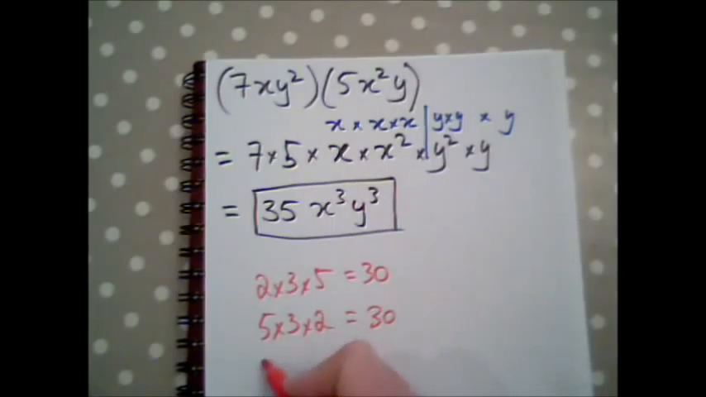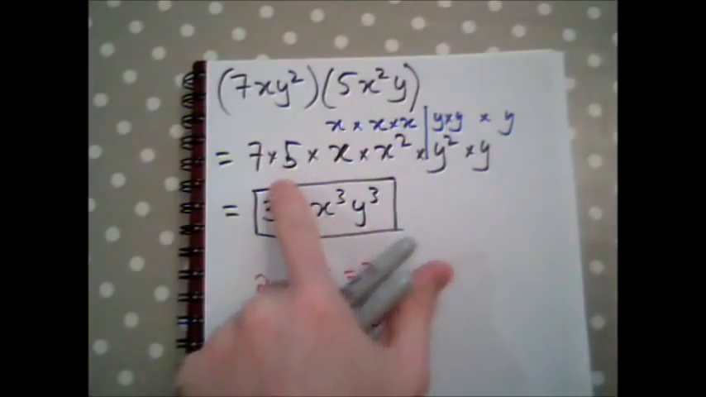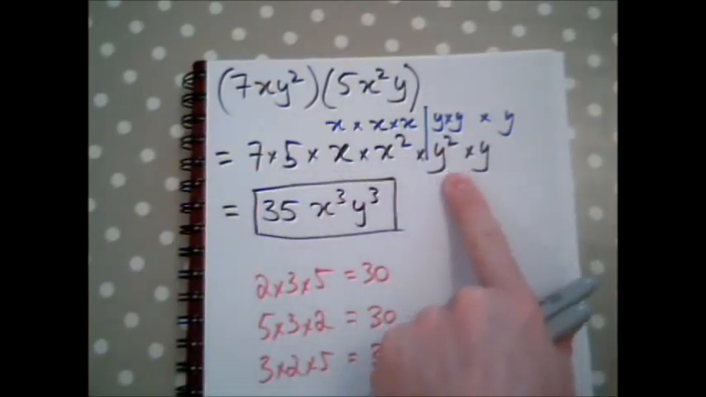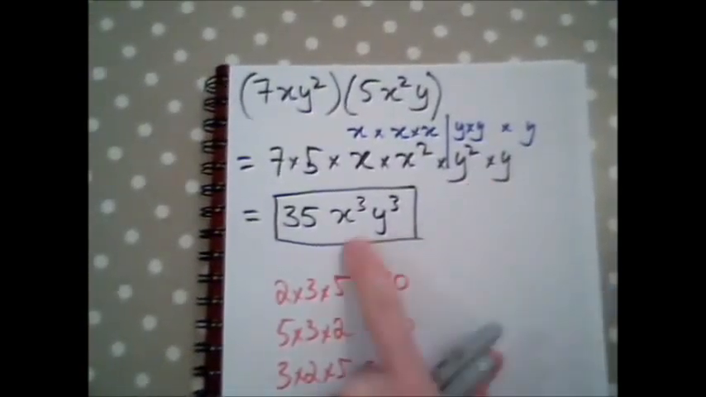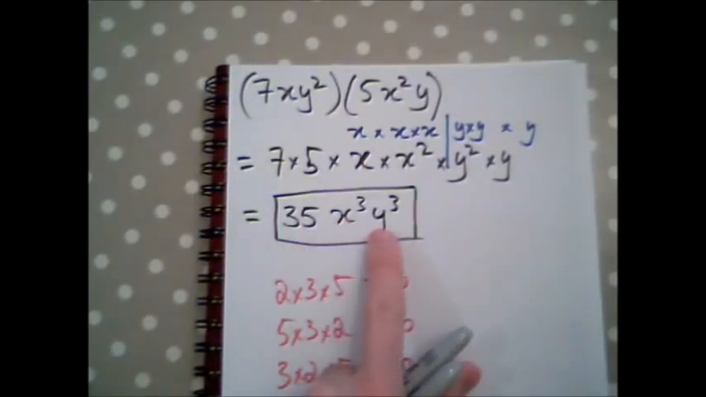Or I could write it as 3 by 2 by 5. So again, that's 30. Or I can swap around the order any way I like. As long as everything is being multiplied, there's no problem swapping around the order. So once everything's been multiplied, you can swap around the order to suit yourself. All the numbers together, each of the separate letters goes together, and then you work out each. It's like having 3 different individual sums. You work out each sum separately and write them all together as your answer. So it's 35 multiplied by x cubed multiplied by y cubed.